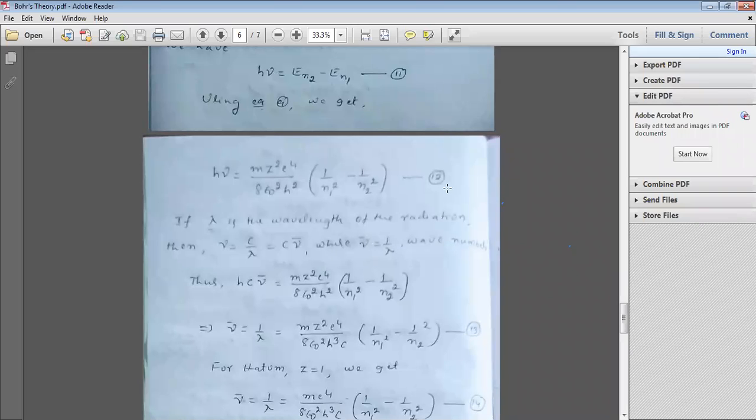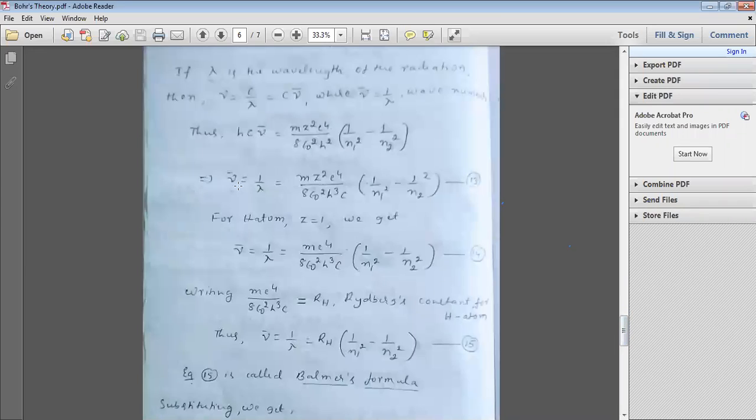So therefore I am going to substitute in equation 12. So I am going to get h into nu, which is c into nu bar, equal to m z square e power 4 divided by 8 epsilon square h square into 1 by n1 square minus 1 by n2 square. And then afterwards I am going to get nu bar. So nu bar is equal to, I send hc to the right side. Nu bar is same as 1 by lambda. So hc on the right side goes to the denominator, m z square e power 4 divided by 8 epsilon square, h square and h combine to become h cube. There is also a c, which also comes in the denominator. So I am going to get 1 by n1 square minus 1 by n2 square, equation 13.